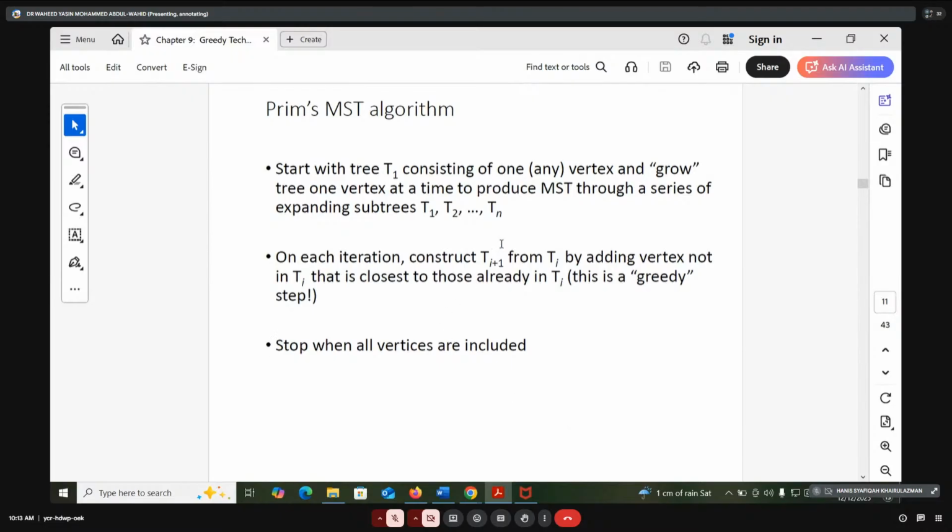Prim is consistent. Here I start with any vertex, consisting of one vertex, and grow the tree one vertex at a time to produce the MST through a series of spanning subtrees T1 to Tn. On each iteration, construct Ti plus 1 from Ti by adding the vertex not in Ti that is closest to those already in Ti. This is a greedy step. Stop when all vertices are included.